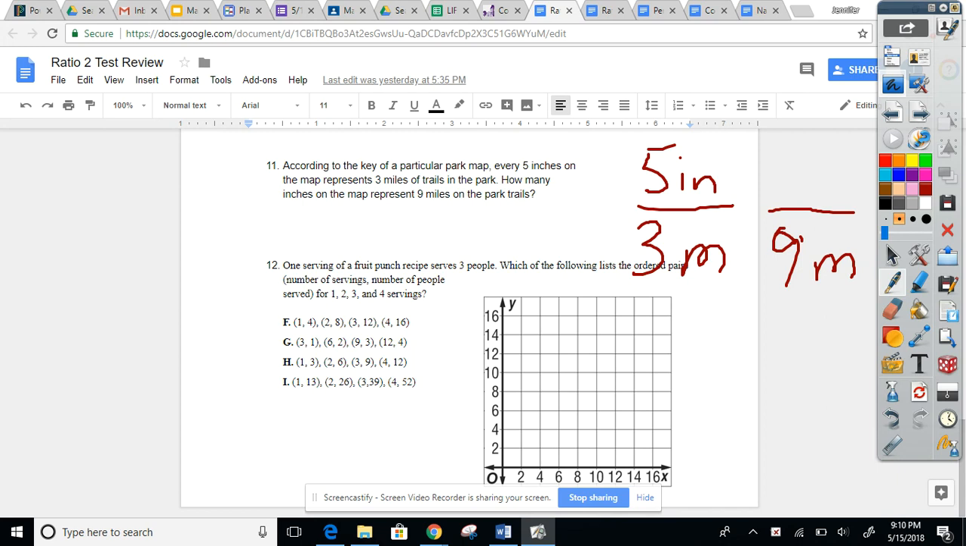Okay, this is like what we've done before. How do I get from the 3 to the 9? What can I multiply by? Times 3. What I do on bottom, I have to do on top. What is 5 times 3? 15 inches. So if I go 9 miles on my map, that would be represented by 15 inches.